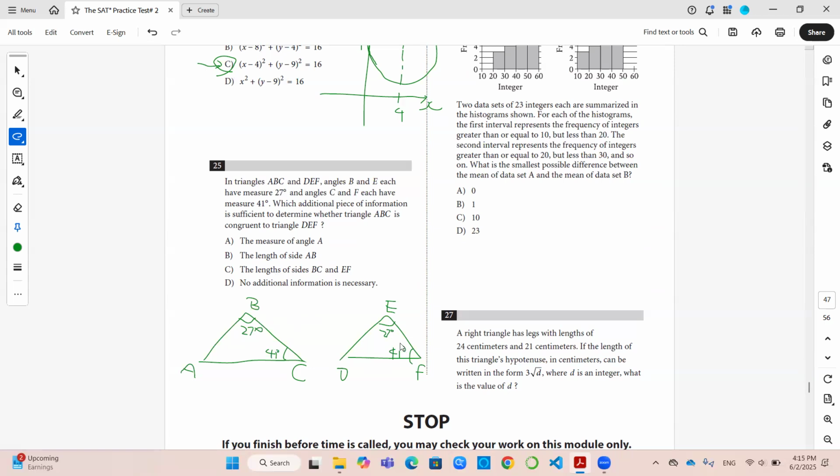So if I know the two angles, I can immediately determine angles A and D, but that doesn't give me the information whether these two triangles are congruent, so A is eliminated. Well, if I only know the side AB, I don't really know, because I could scale the side DE, so B is wrong. The length of BC and EF: yes, I need to know if these two are the same or different. So C is the correct answer here.